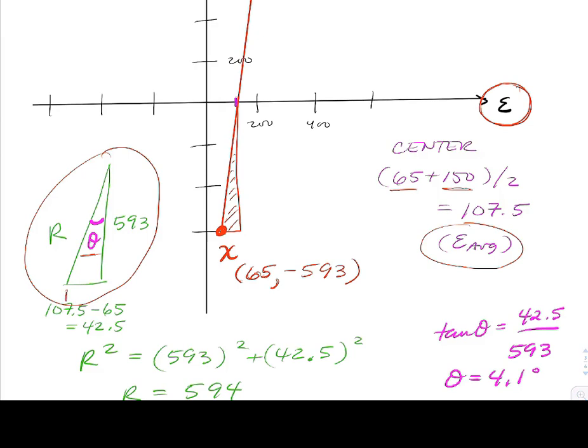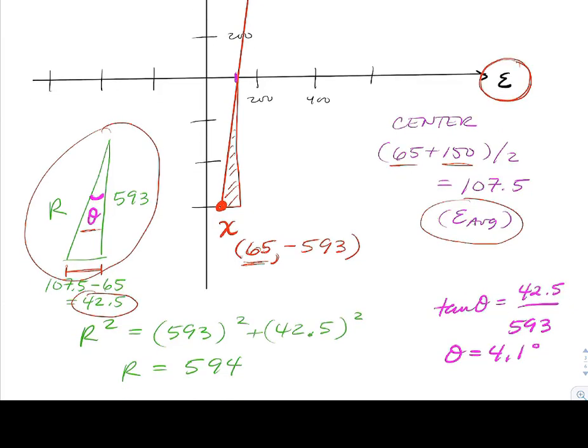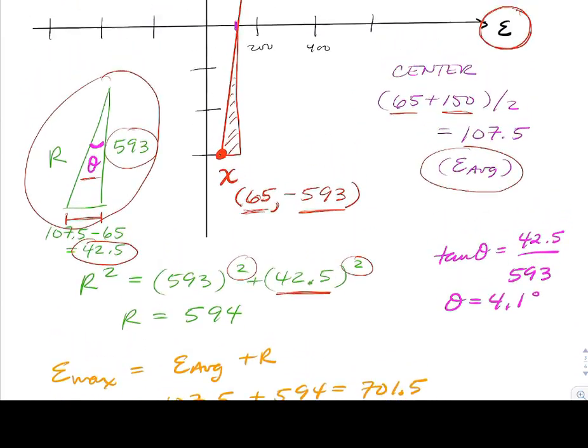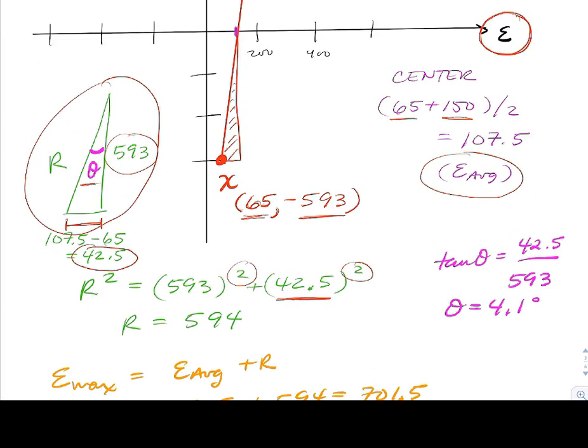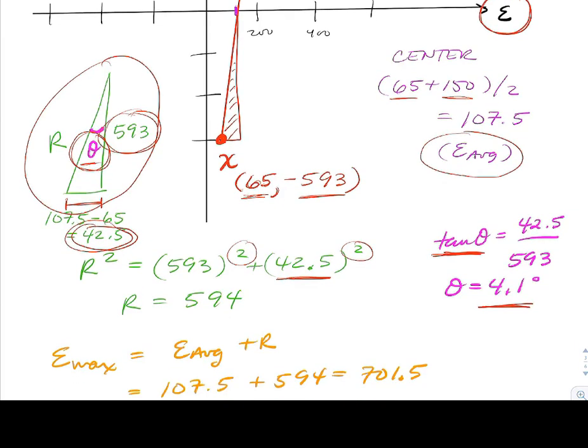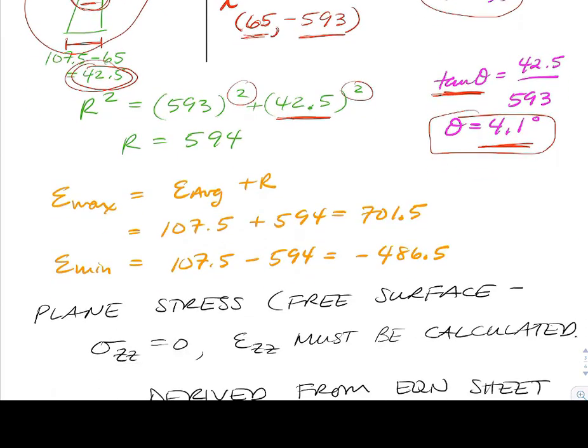So my horizontal length is going to be 42.5. And I take 65, subtract 107.5, or vice versa. Either way, I'm going to end up squaring that value. It's 42.5 squared. Vertical distance is 593 squared. Add them all together, I get an R equal to 594. For bookkeeping later, this will be the pink theta, so we'll use an inverse tangent. We'll run an inverse tangent with the two sides there. We'll end up with 4.1 degrees. So that'll just be for safekeeping for later. Maximum strain in plane.